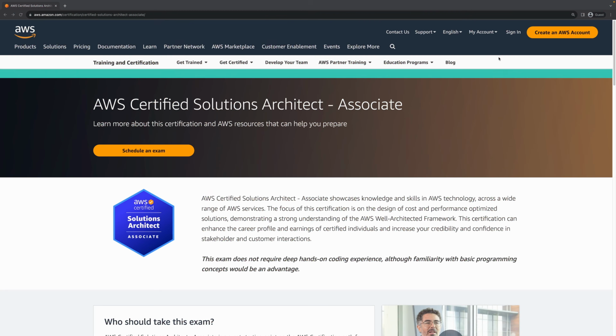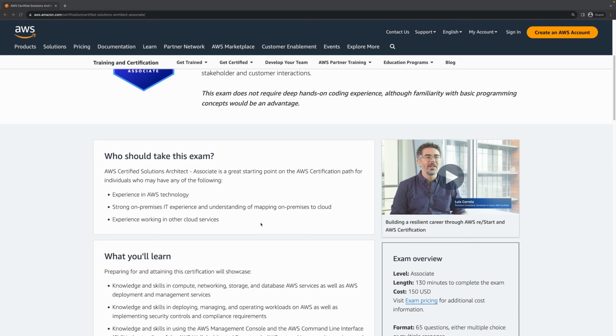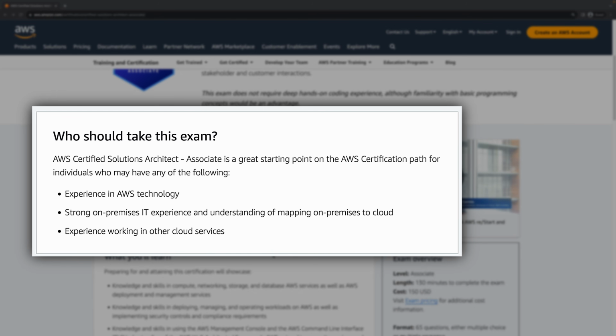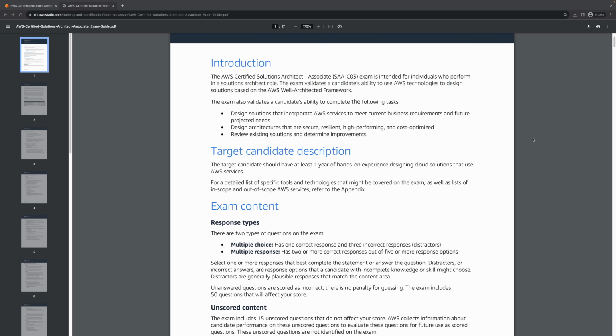So first up on the certification info page here, we have some information on who should take the exam, basically answering the question of who the exam is intended for. AWS is saying here that this is a great certification for anyone starting out with AWS that already has a bit of AWS experience or a strong IT background already. Or maybe you're coming from working with a different cloud provider or maybe even some private cloud platform. But if we take a look at the exam guide itself, we get some more info on this question of who the exam is intended for.